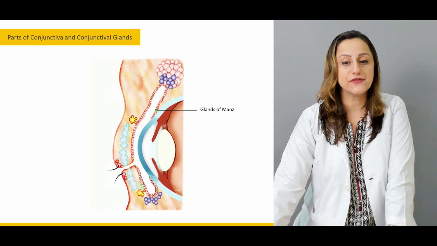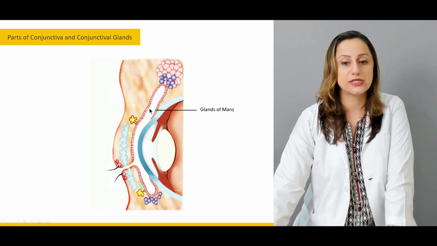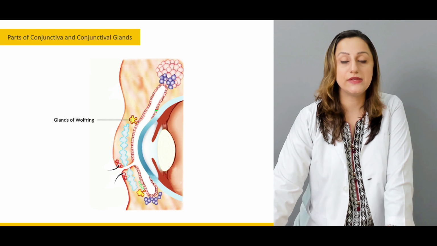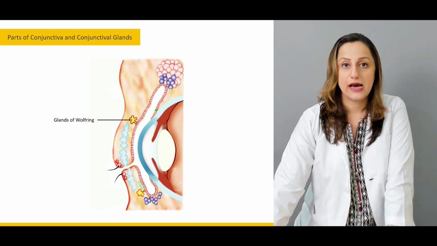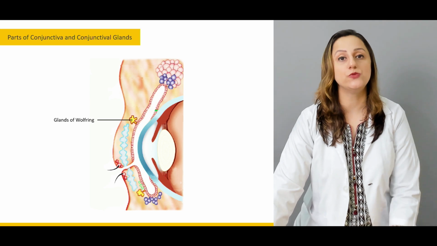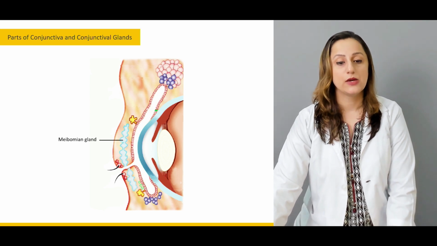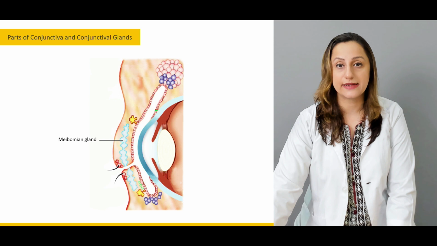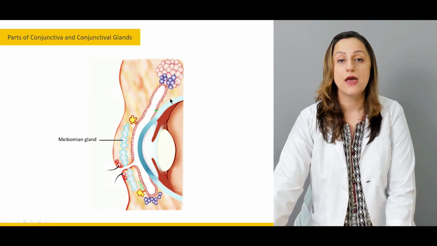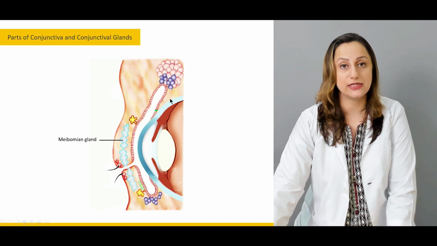Then finally we have the glands of Manz that are situated on the bulbar part of the conjunctiva. We have the bulbar conjunctiva situated over here. Then we have the glands of Wolfring. They're again basically a part of the accessory group of glands over here. We have the meibomian glands that are again one of the glands responsible for the mucin secretion at the conjunctiva.